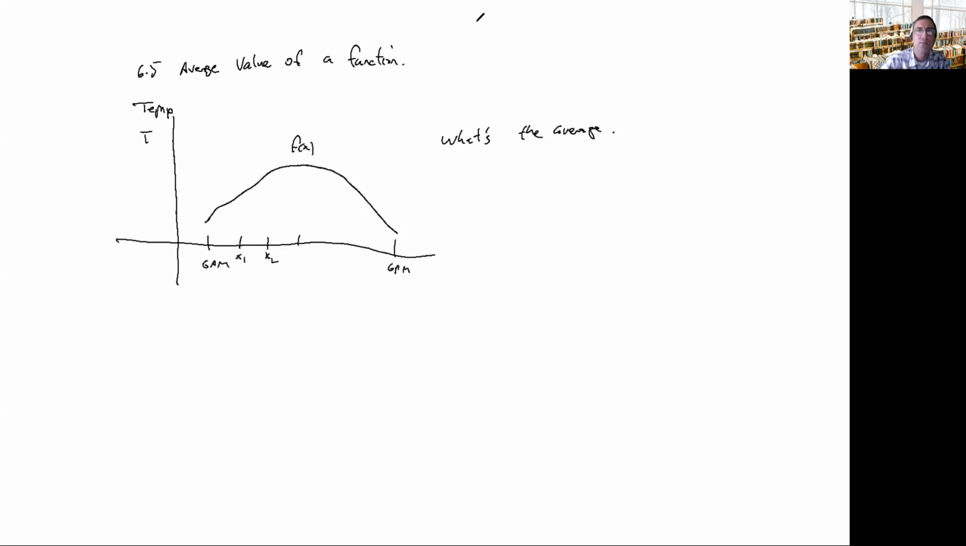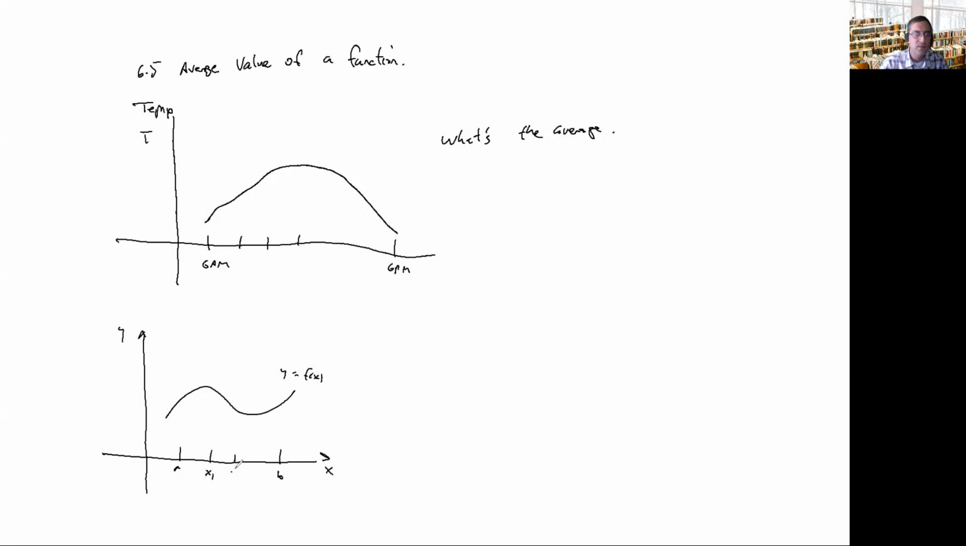Let me start with a new graph here. So rather than do it working here, I'm going to put in a new graph. Here's the x-axis, here's the y-axis, here's A, and here's B, and here's a function, f of x. Now suppose we cut up the interval into subintervals. So we have the ith point, and then the i plus first point, and we look at all the values at these subdivision points.